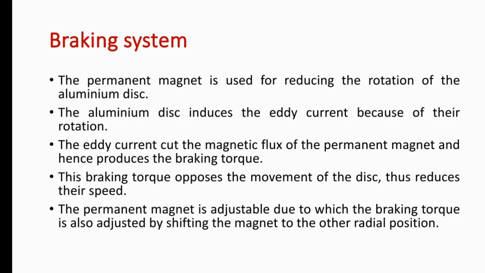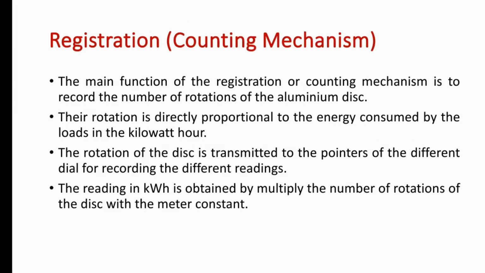Then the braking system. A permanent magnet is used for reducing the rotation of the aluminum disc. The aluminum disc induces eddy current because of its rotation. The eddy current cuts the magnetic flux of the permanent magnet and hence produces the braking torque. This braking torque opposes the movement of the disc and reduces its speed. The permanent magnet is adjustable, so the braking torque can also be adjusted by shifting the magnet to another radial position.